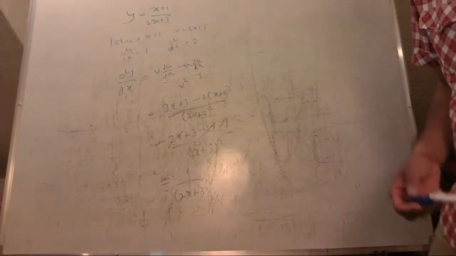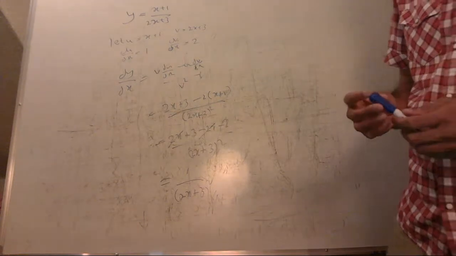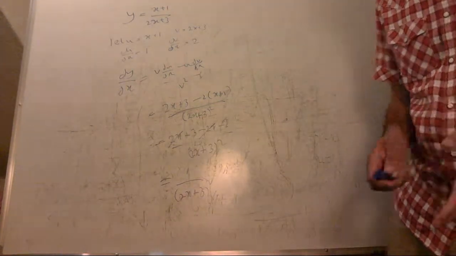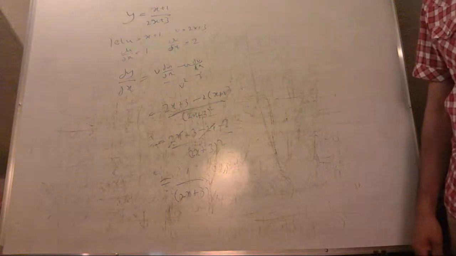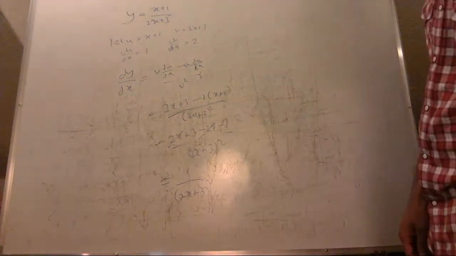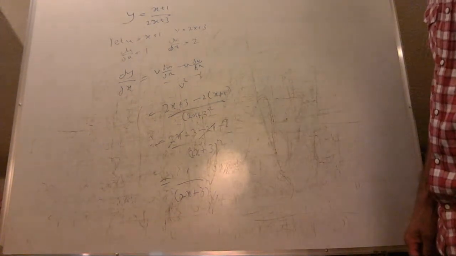Now that is the quotient rule for you. So we now learned product rule and quotient rule and the chain rule, and we should be able to differentiate literally any function using these rules. So I leave it there and you can practice these questions for home.